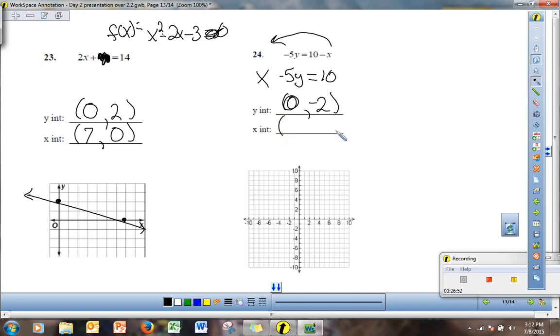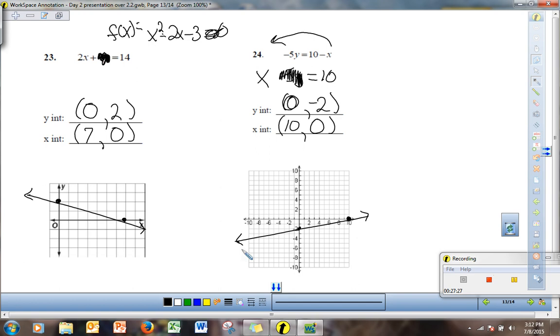To find the x-intercept, I'm going to let y be 0. That means plug a 0 where there's a y. That means this piece is going to be hidden. And then look what you're left with. X equal 10. Plot your points. Go over 0, down 2. Go over 10, up 0. Connect your dots. Arrows. Then we got it.